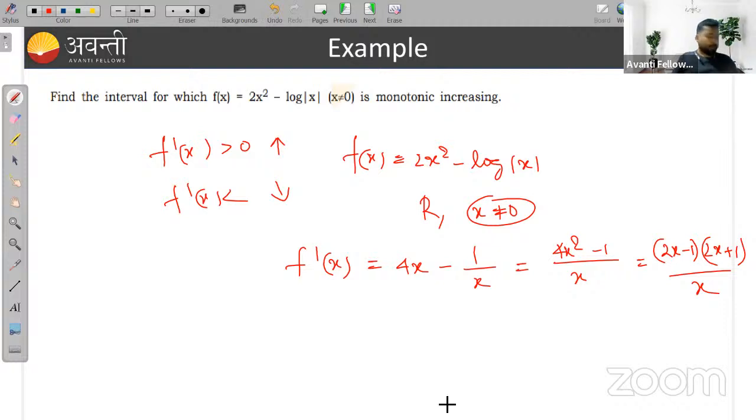Okay, so you should check where the function is increasing and where the function is decreasing, right. So first of all, x is not equal to 0, and for all real numbers we need to check, right. Just a minute, guys.